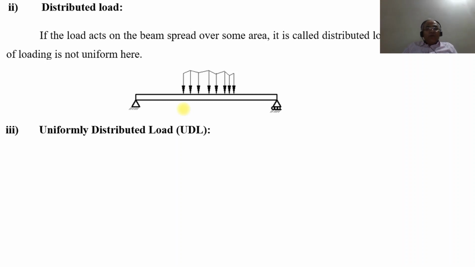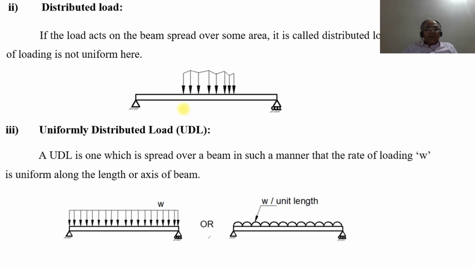Then we have the uniformly distributed load, which is called UDL. A UDL is one which is spread over a beam in such a manner that the rate of loading w is uniform along the length or axis of the beam. This is the conventional representation of the uniformly distributed load. Either you can represent it like this, or it can be represented like this.